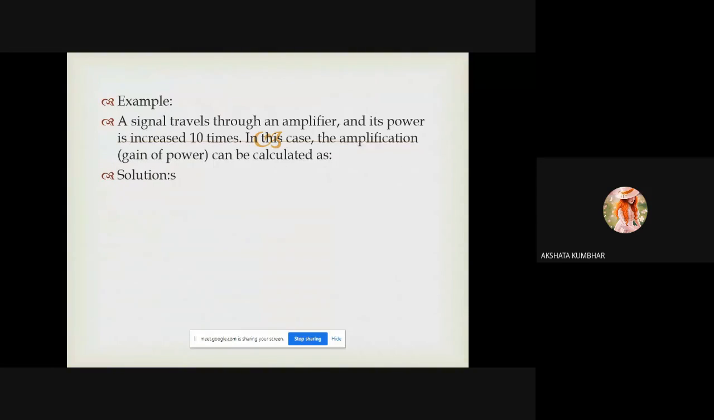10 dB. Yeah, it is exactly 10 dB. Everyone has solved? Yes, 10 dB.